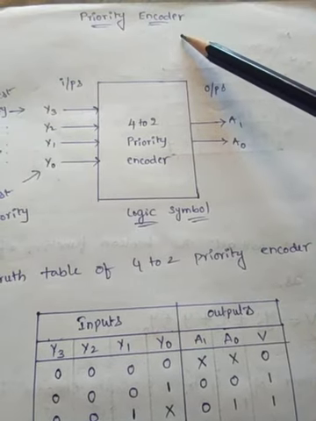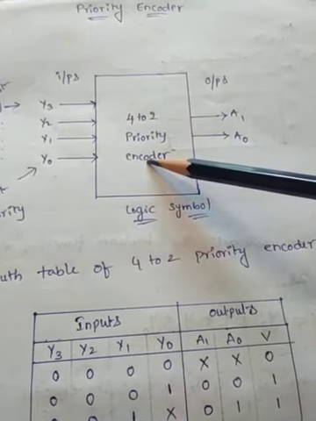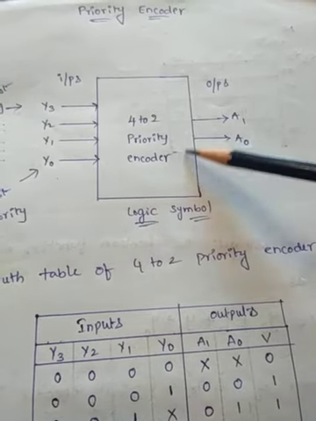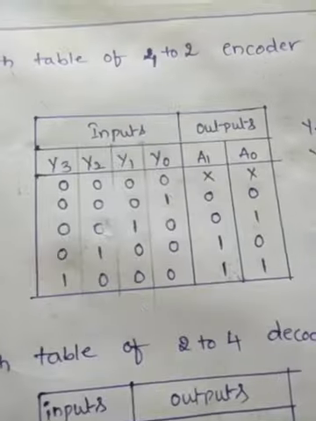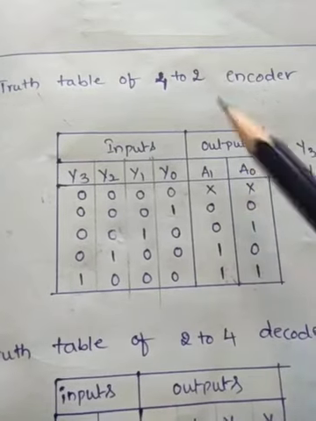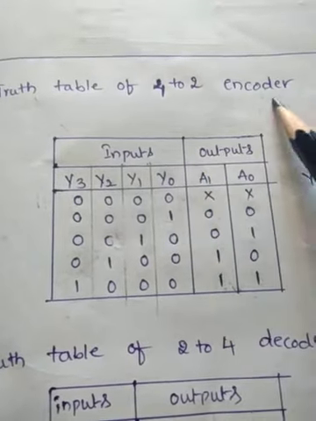Priority encoder. This is one of the types of encoder. Before going to discuss priority encoder, let us see the concept of encoder. This is a truth table of 4 to 2 encoder.